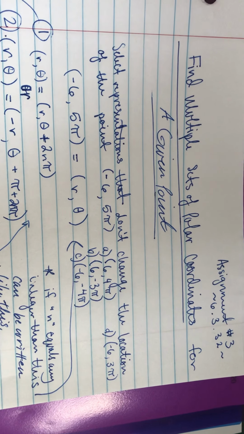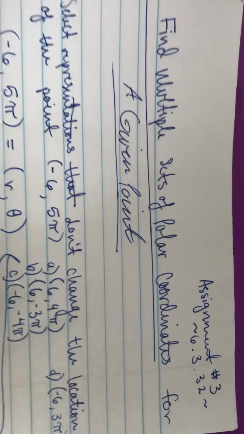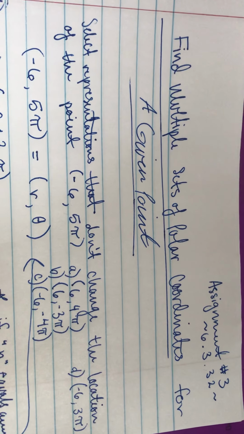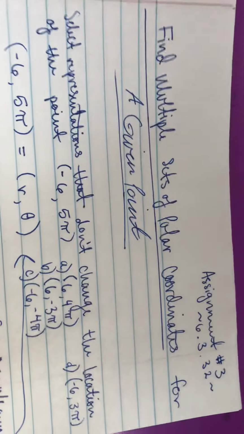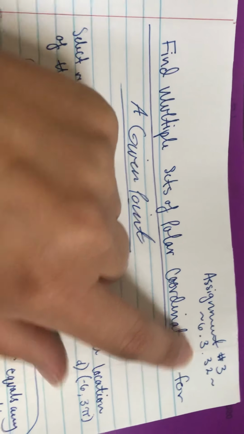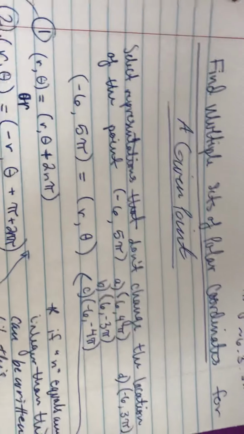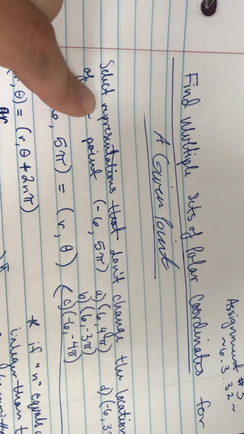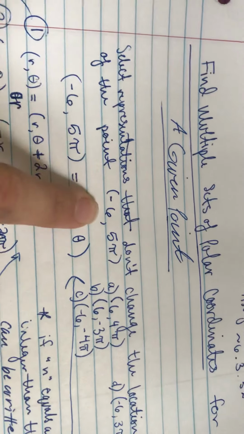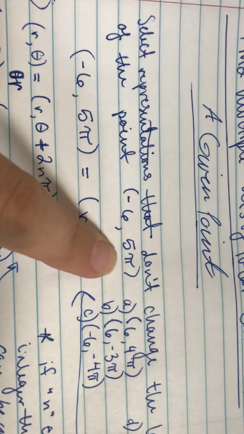Right, this is week 8 and it's a little late, but this is assignment number 3. Find multiple sets of polar coordinates for a given point. This is from the online assignment 6.3.32. So the problem asks to select representations that don't change the location of the point (-6, 5π).